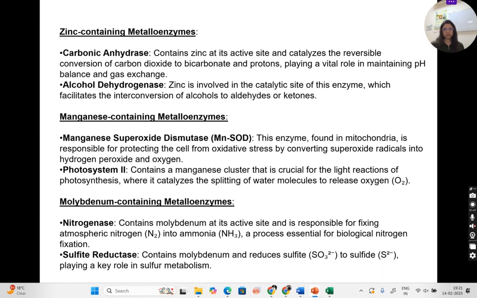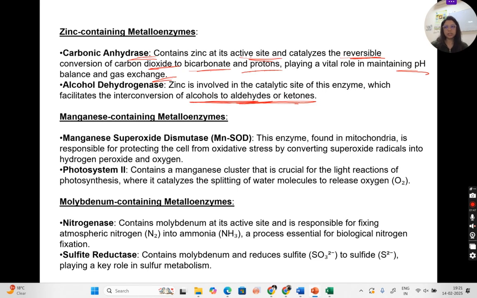Moving forward, some zinc-containing enzymes. Carbonic anhydrase contains zinc at its active site and catalyzes the reversible conversion of carbon dioxide to bicarbonate and protons, with a vital role in maintaining pH and gas exchange. Alcohol dehydrogenase, in which the conversion of alcohol to aldehydes or ketones takes place, also has zinc in it.